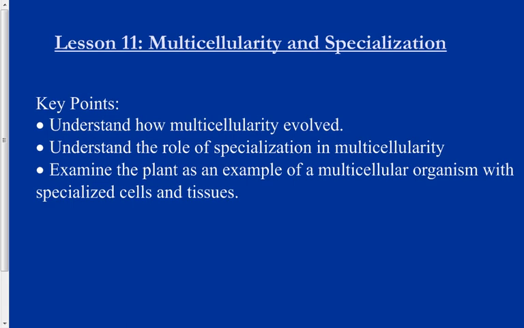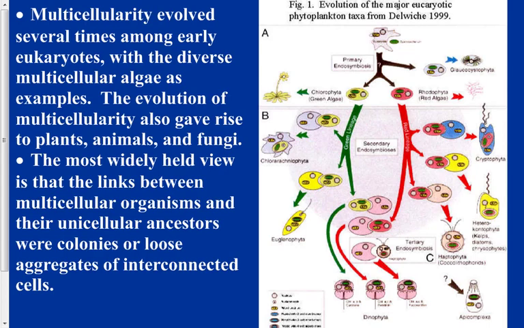All right? So that's kind of the thing we have to understand here in terms of how multicellularity evolved, because that's what we're going to go over. Okay? Understand specialization, and examine the plants. Okay, we'll get to that near the end. Okay? So multicellular organisms evolved later. Multicellularity is something that's actually relatively new, geologically speaking. All right, because the first organisms were not multicellular.